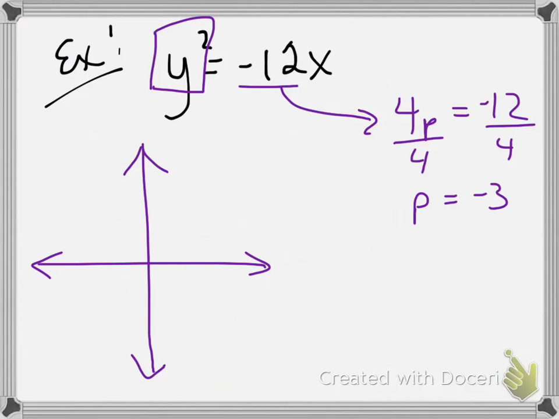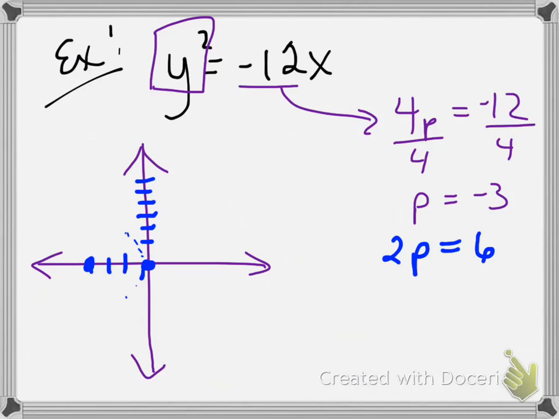But what if you forget? Well, I just always start off with my vertex at the origin, and then we go negative 3 places, and then I can tell immediately, well, it has to open this way, because the focus has to be inside of the parabola. Alright, so 2p is going to be 6. So I'm going to go 6 units.